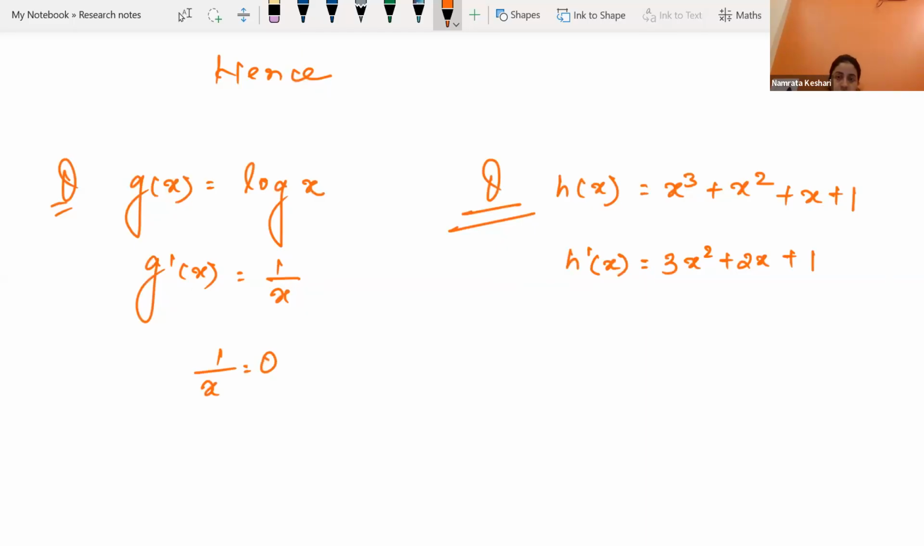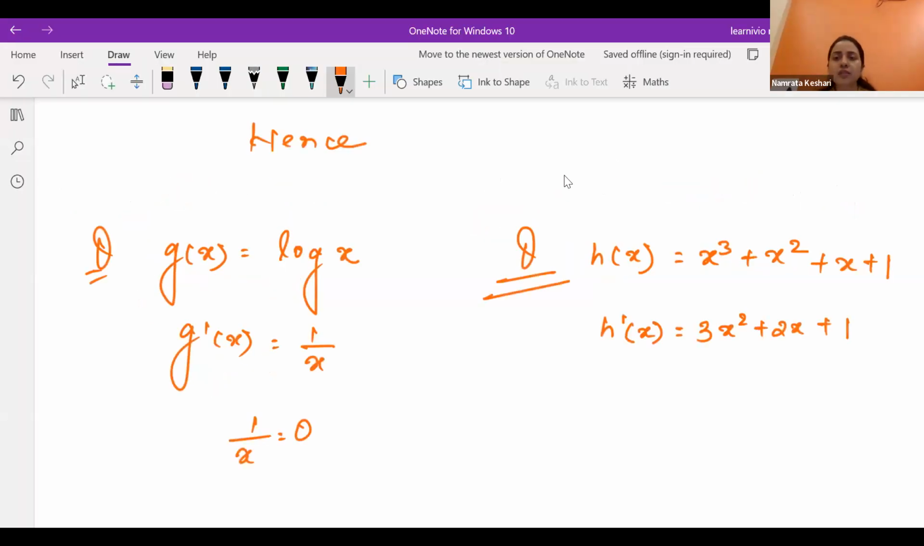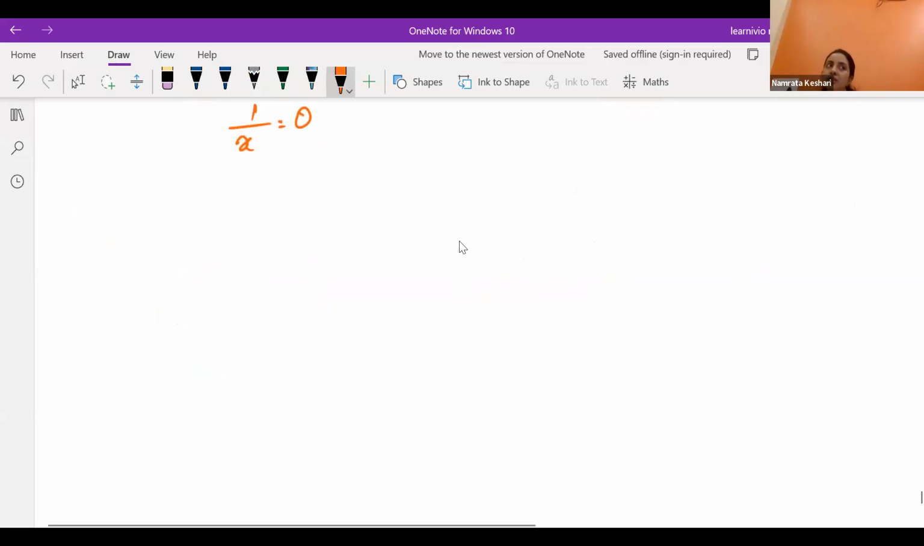It has no real roots. That means there is no x value for any real number where maxima or minima exists, right? Yes. This much explanation is enough to say that maxima or minima doesn't exist. If a critical point doesn't exist, then how can we say there is a maxima or minima? Yes, let's move.